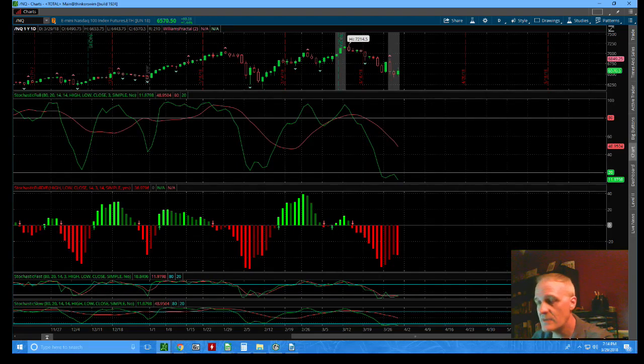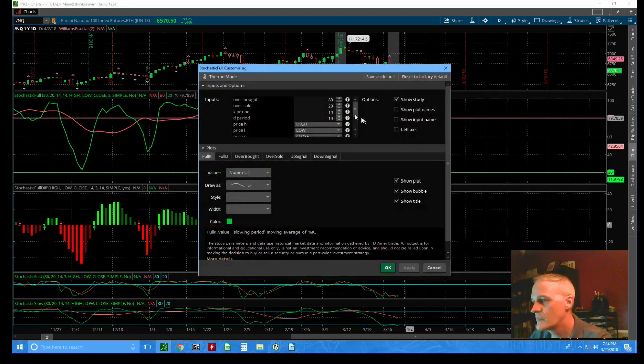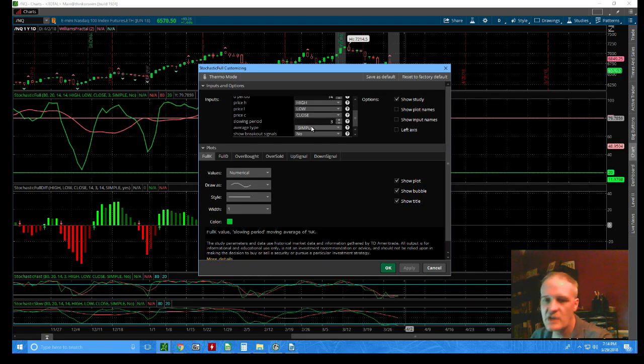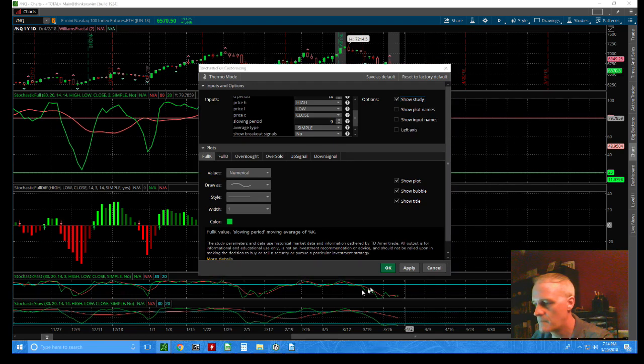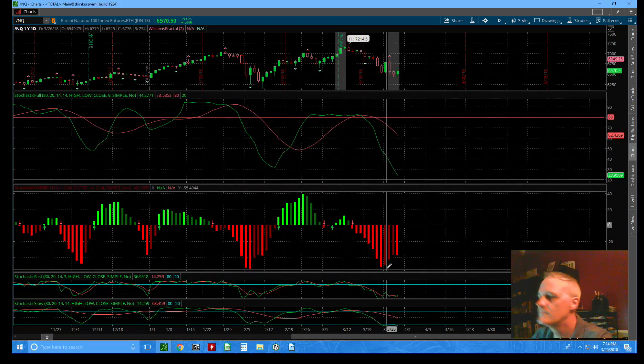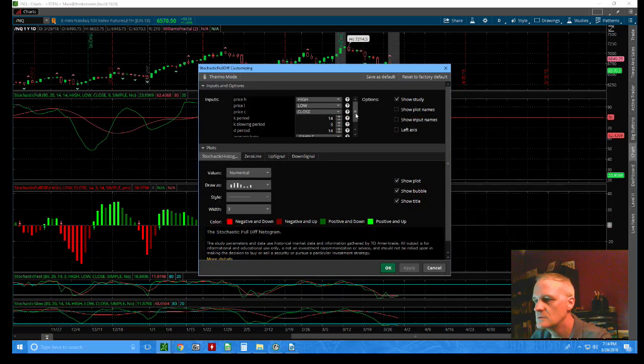If we want to minimize how many transactions we do, we want to minimize our commissions. Well, remember that I was able to change that smoothing period from 3 to 14. Let's not change it from 3 to 14. Let's change it from 3 to 9. Let's just do that. So we change this to 9. We're going to have to change it here too. So our slowing period we change from 3 to 9.